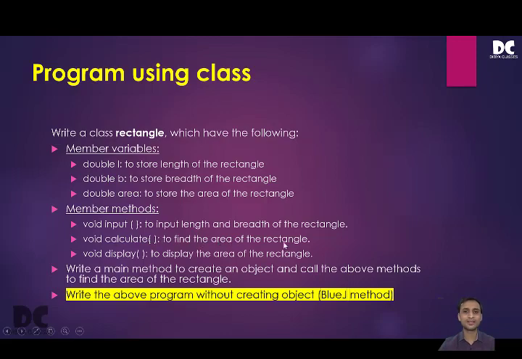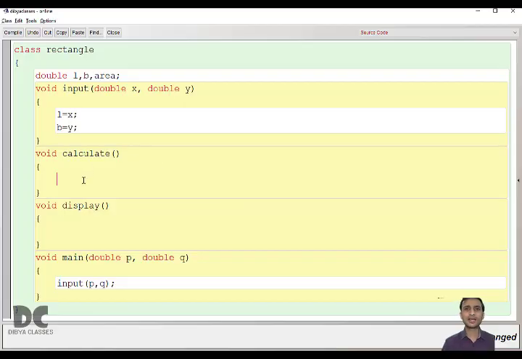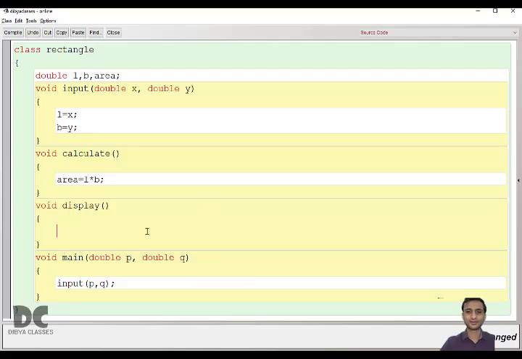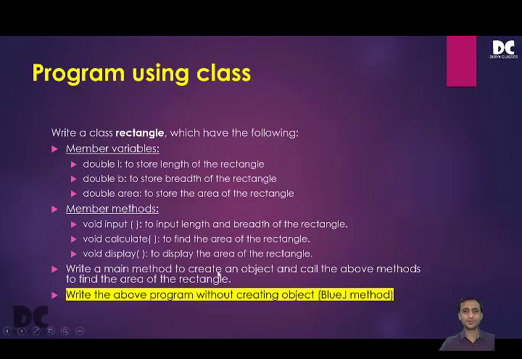The calculate is used to find the area of a rectangle. So how to calculate the area of a rectangle? Area equal to length into breadth. That is the formula, right? To find area of a rectangle, it is length into breadth. Okay, and you have to store the area in the variable area. It is already given in the question. The double area will store the area of the rectangle. Then void display, you will print the area of the rectangle. So in the void display, it will be system.out.println area. Clear?